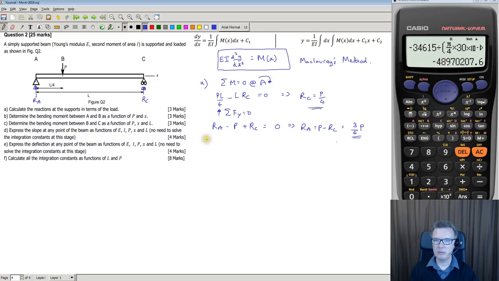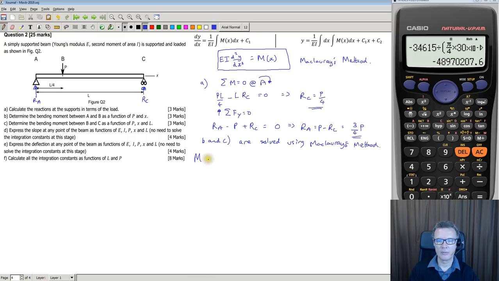And then what I would do to speed things up, given that it's saying determine the bending moment at B and C, is solve them using Macaulay's method. And so that has just one equation then.